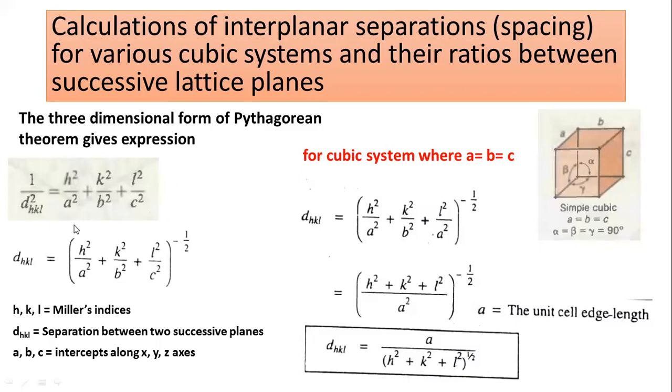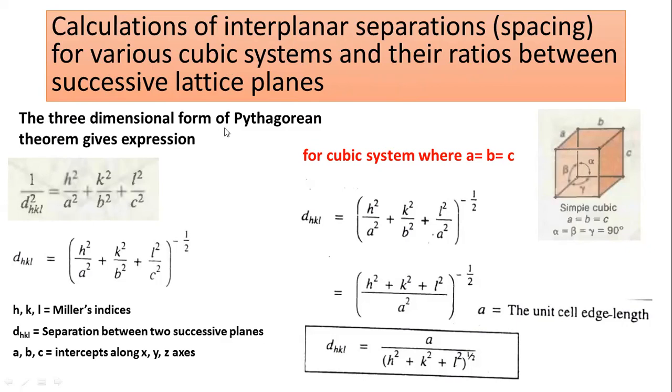And this is another way, by using the hkl values. By using the Miller indices, you can also calculate the interplanar distance. That's why it is written over here. This is d_hkl. You are using the Miller indices in this case to calculate the interplanar distance. Another important thing is we will only use a cubic system, and later on we will discuss the ratios between the successive lattice planes.